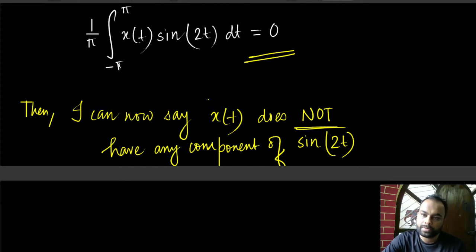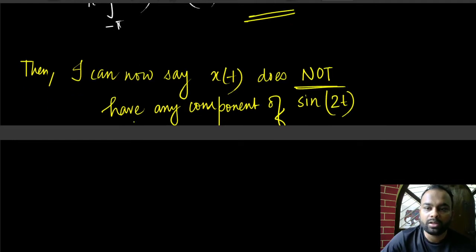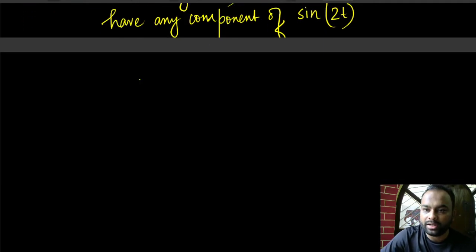Because if there were a component of sine 2t, right? This integration would not be there, it could not have become 0, right? So are all of you following what I am trying to say here, right? So with that said, let's say we have some other additional information.